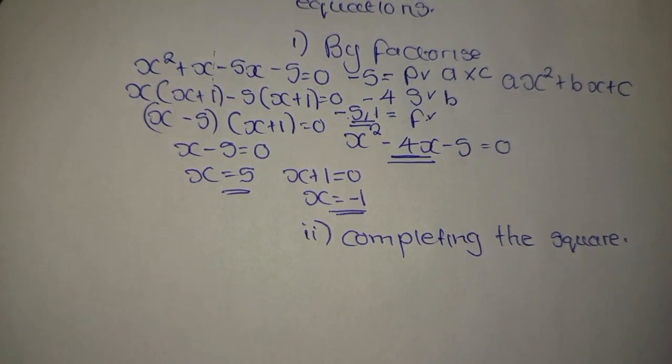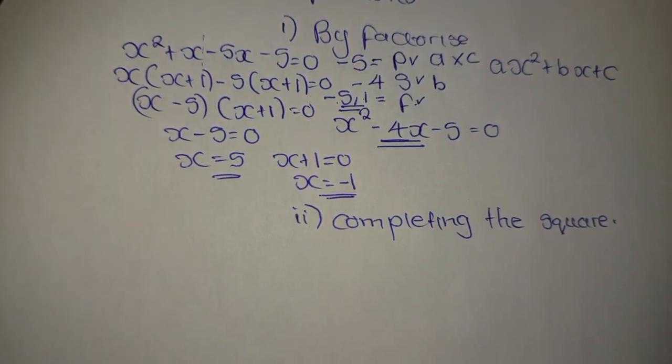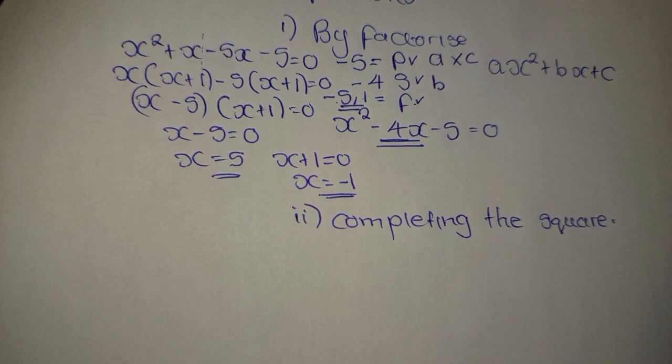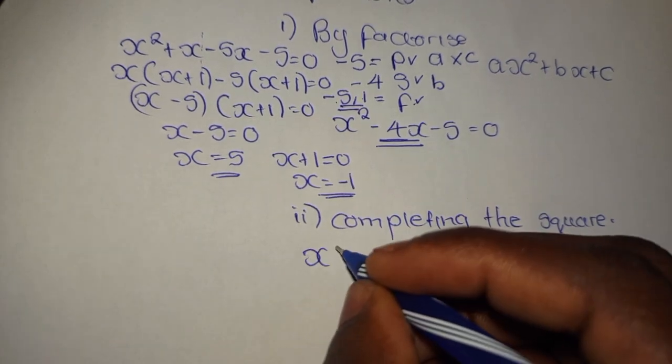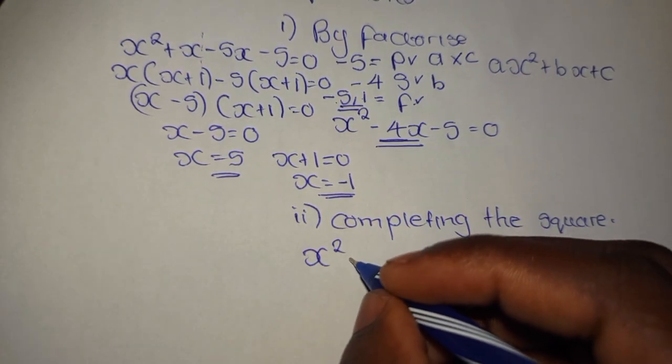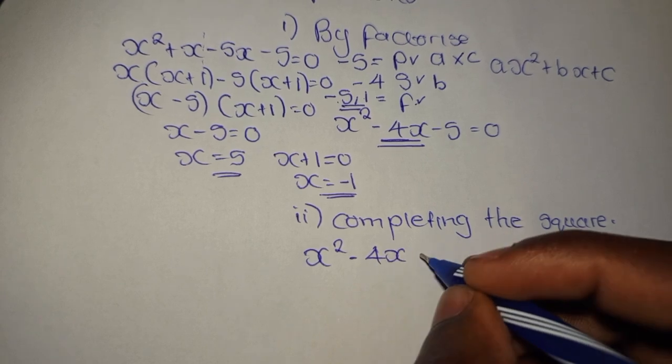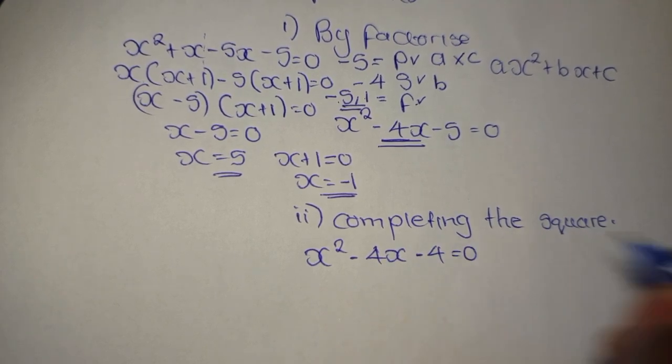Under completing the square, the rules are a little bit ambiguous and very long to follow. So let us follow closely so that we are not lost on the way. So let us have this equation, which is x squared minus 4x minus 4 being equal to 0.